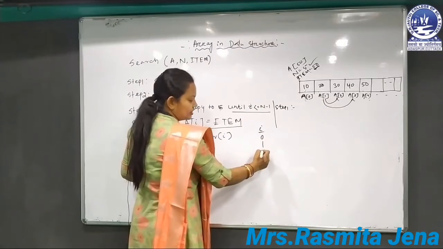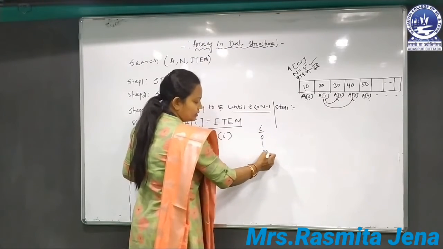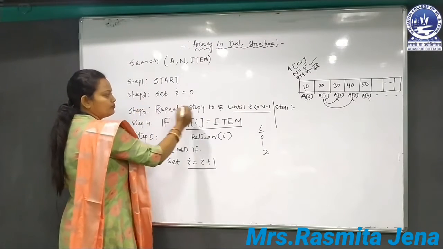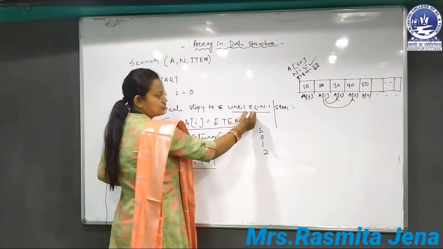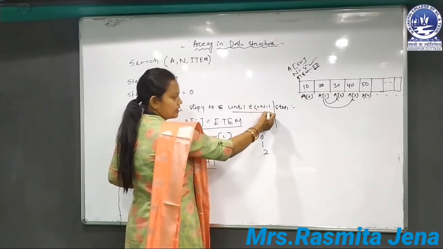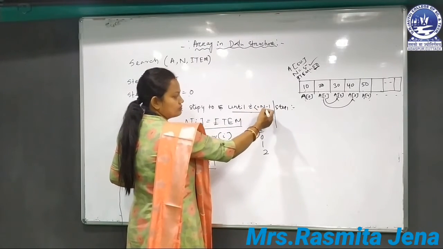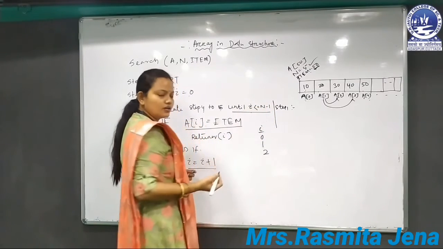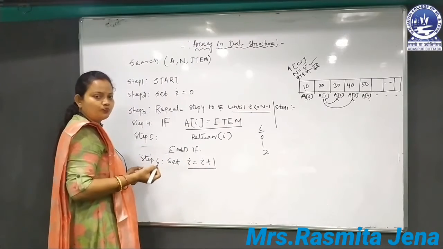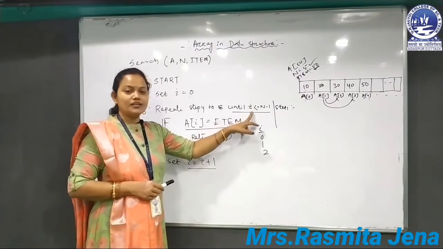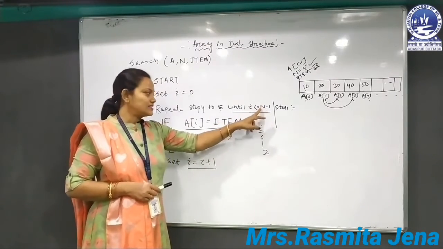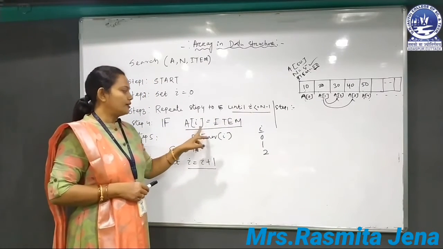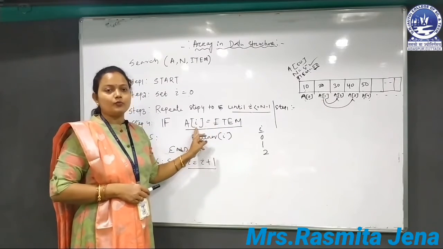After that, again we increment the counter variable I. After incrementing I by 1, I became 2, and again we go to step 3. In step 3, we again check the condition I less than or equal to n minus 1, that is 2 less than or equal to n minus 1. N minus 1 is 4 and 2 is less than 4, so the condition is true. As this condition is true, we will execute if A of I equals item, that means A of 2 equals item.